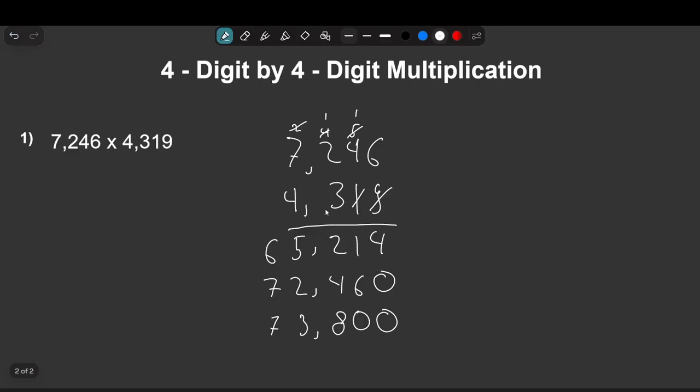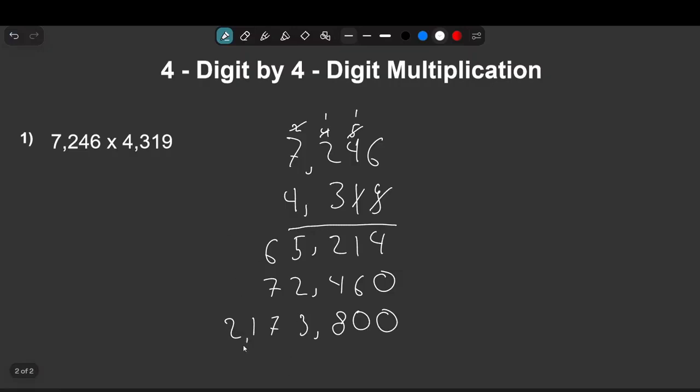And now for the last one, we're going to do 3 times 7. 3 times 7 equals 21. So we're going to write down the 1. And as you can see, we don't have any place to carry over the 2. So we're just going to write 21 down here. So now 3 times 7,246 will equal 2,173,800.